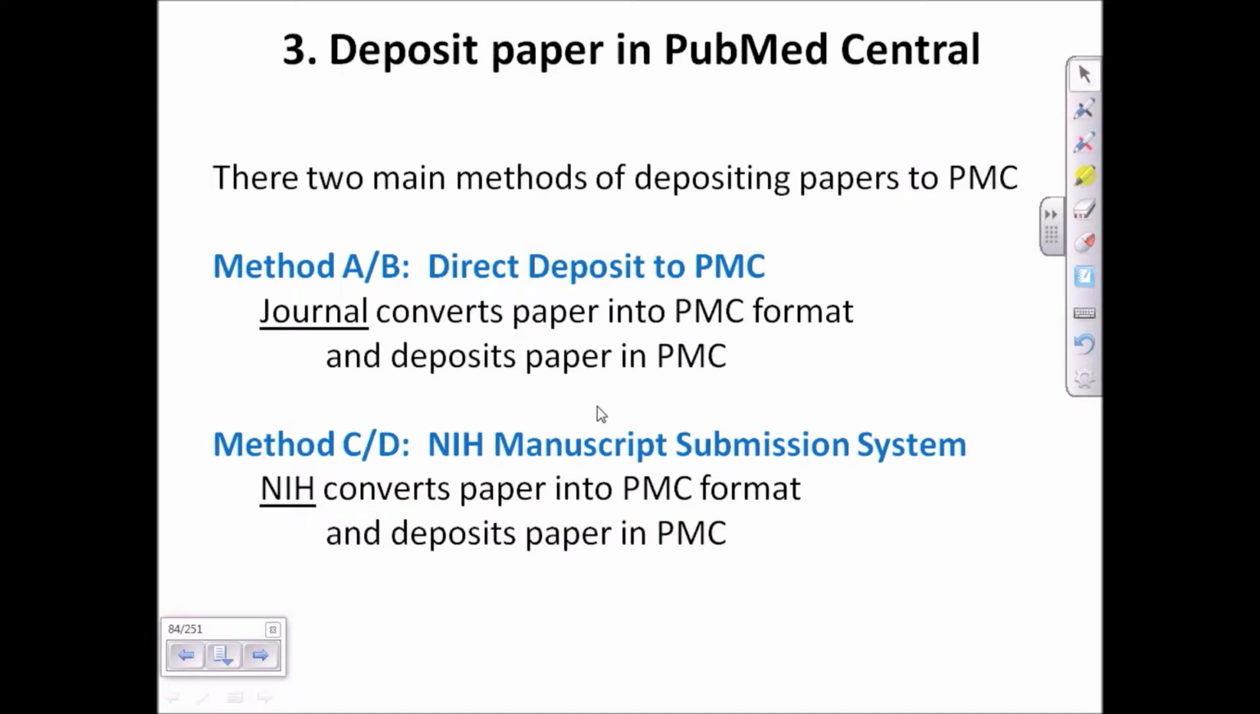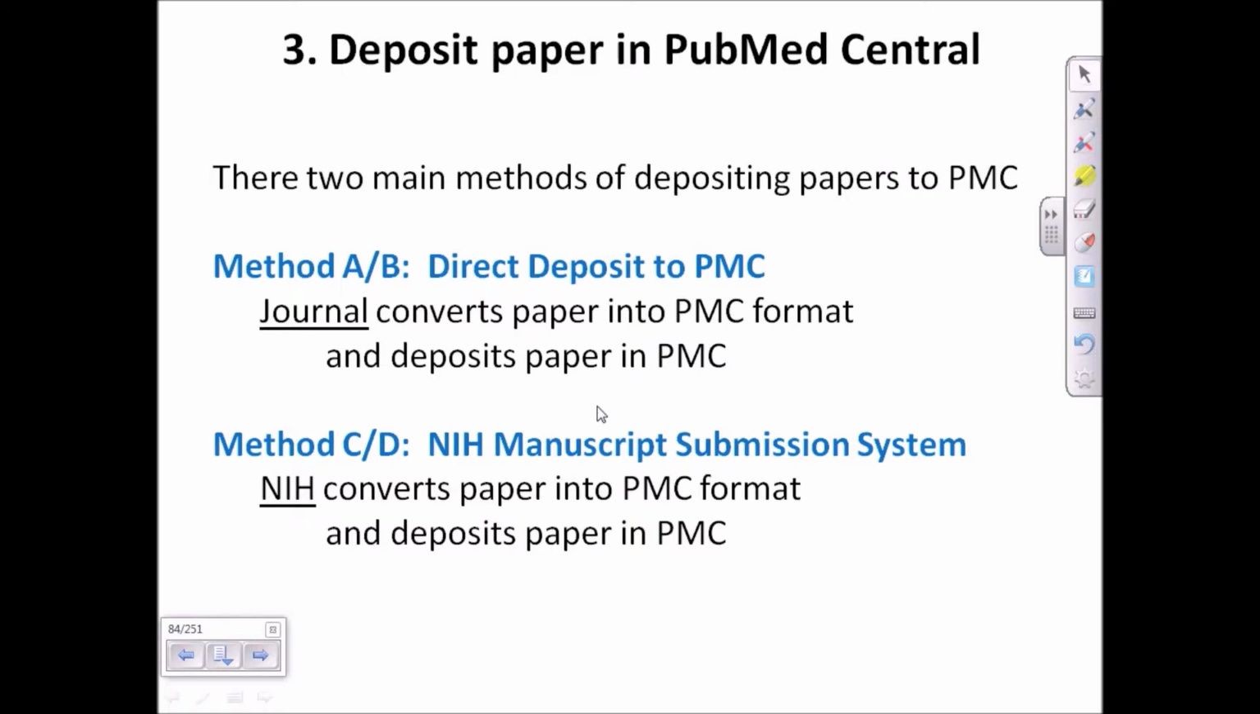The second method, method C/D, is through what's called the NIH Manuscript Submission System. The NIH Manuscript Submission System is a processing center that allows the author or the journal to submit the paper to them so that they will process the paper and convert it into the right format. So NIH does the work. NIH will take the paper and convert it, and NIH will put it into PubMed Central.